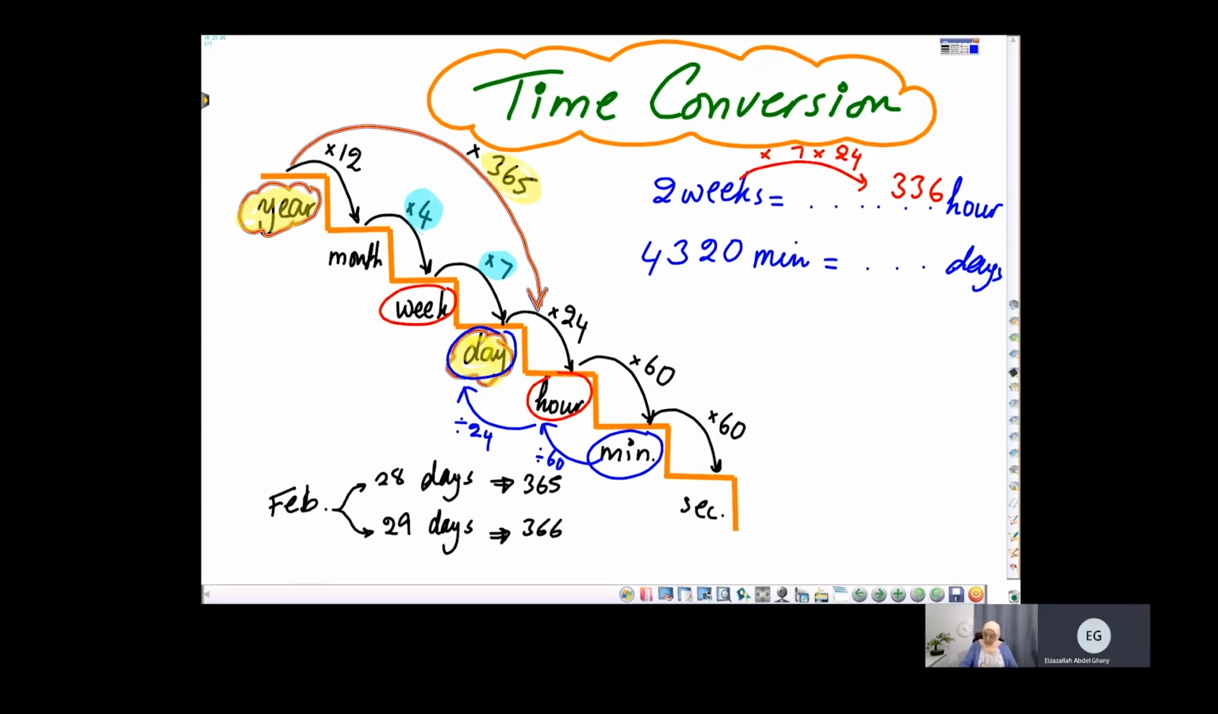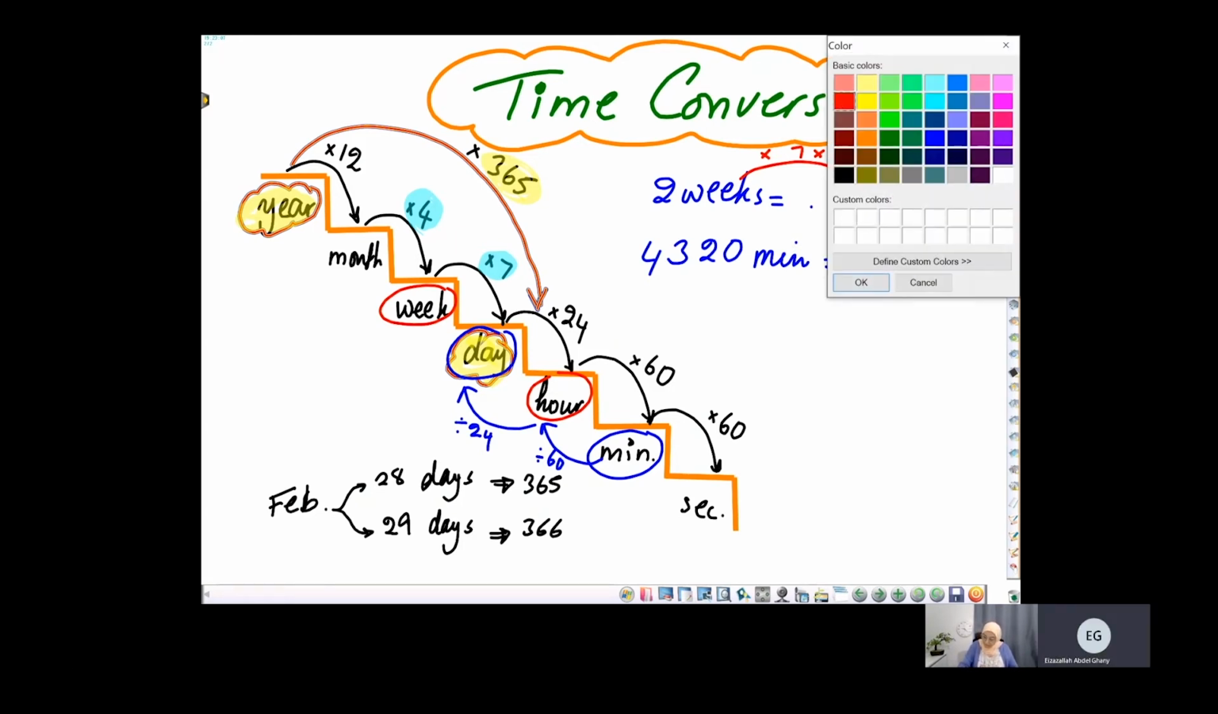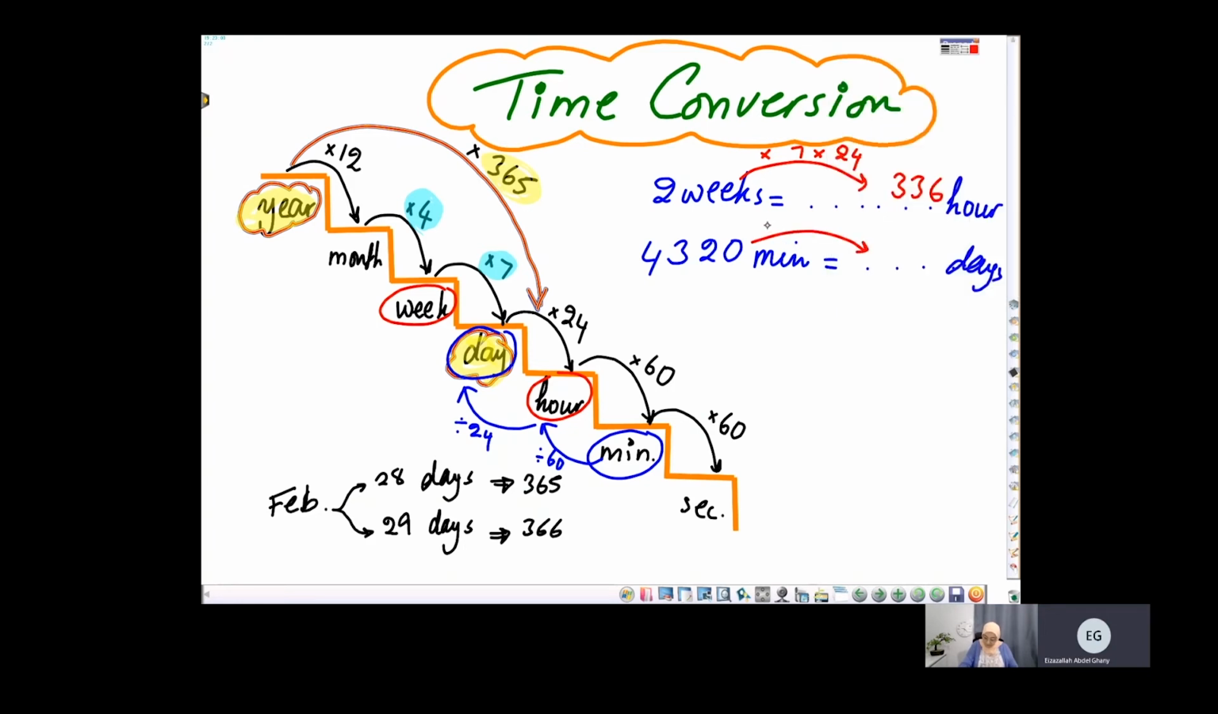Okay, so 4,320, you just divide it by 60, and the answer you will divide it by 24. Let's go. Divide it by 60, and then divide your answer by 24. It will be just 3 days. We finished about time conversion, and now we have to merge time with length.